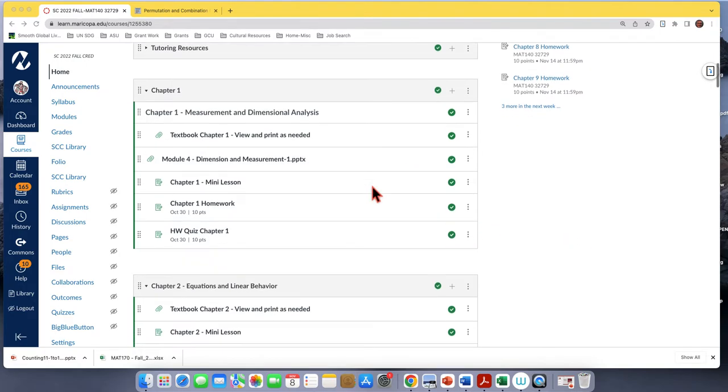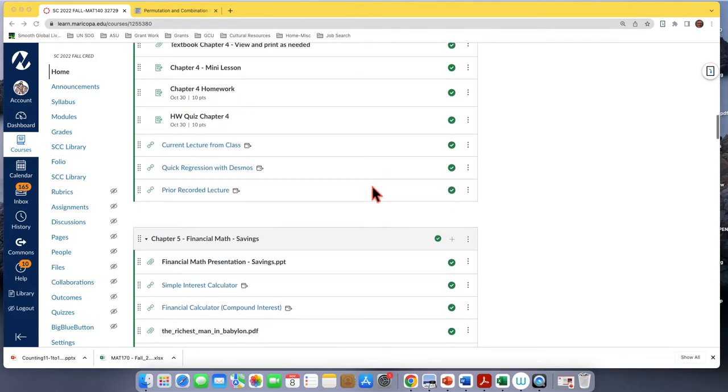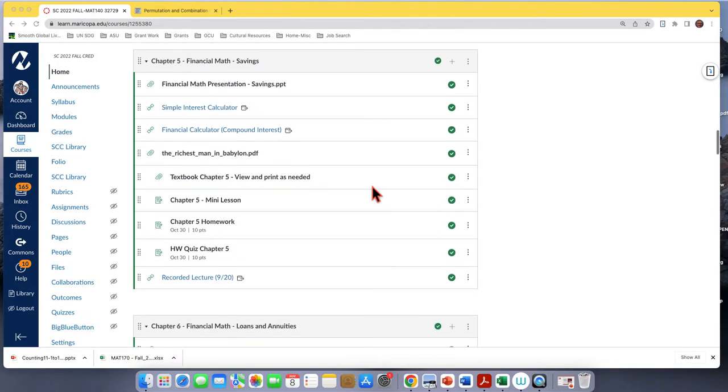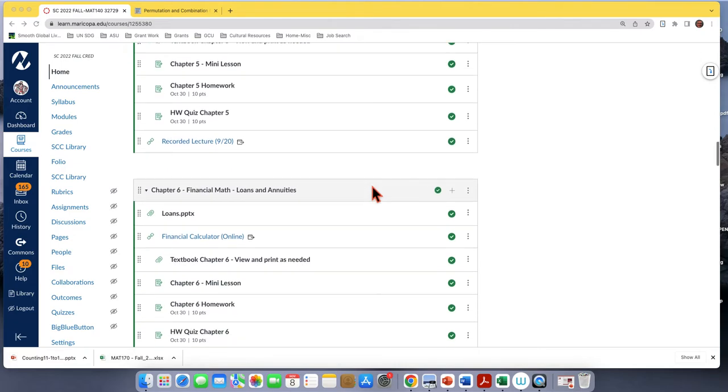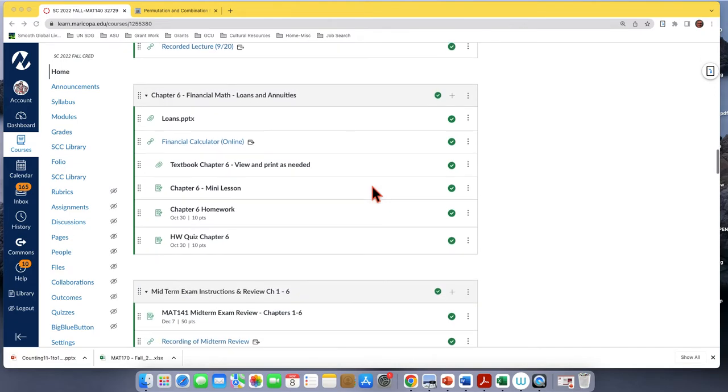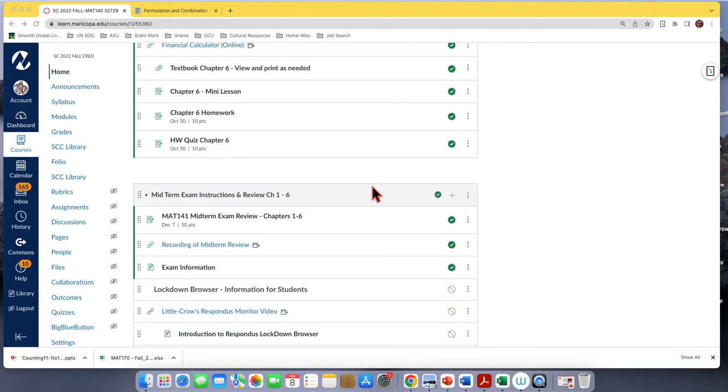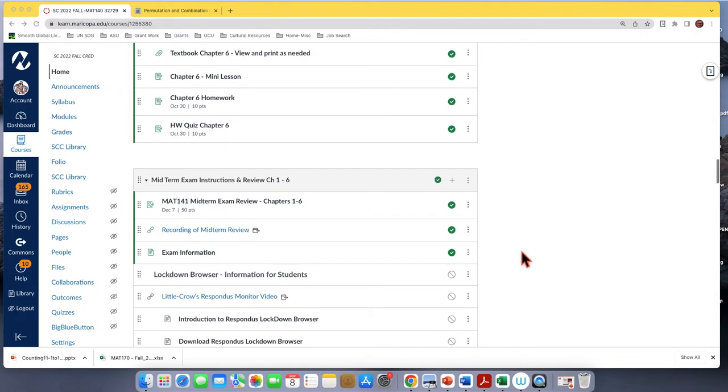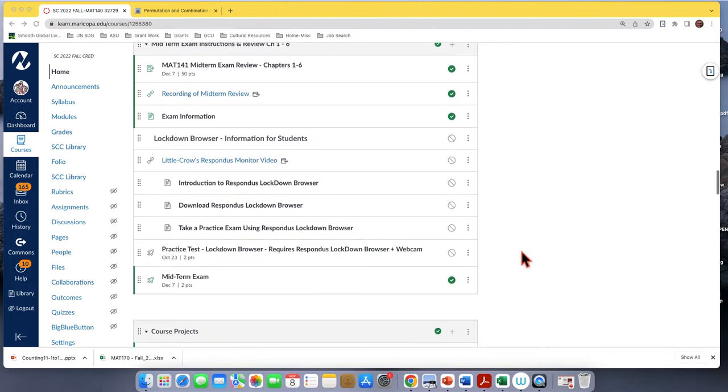So chapters 1 through 6 were for the midterm. If you still have anything to finish up on those, you can. Remember, you had actually 3 opportunities to take the midterm, so if you've used 2 of them, you still have a third one. If you wanted to try to improve your score, it takes the highest score of the 3. So those are still all available.